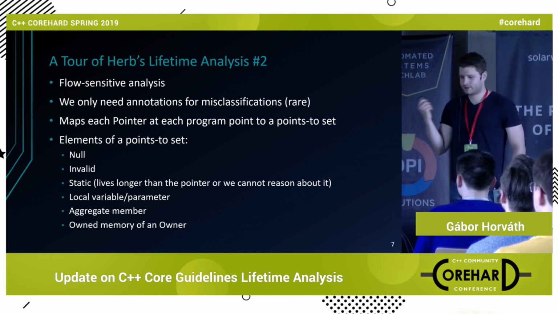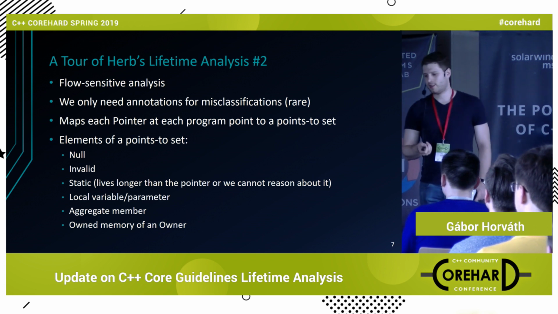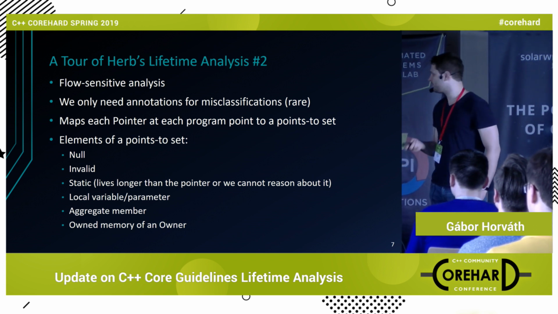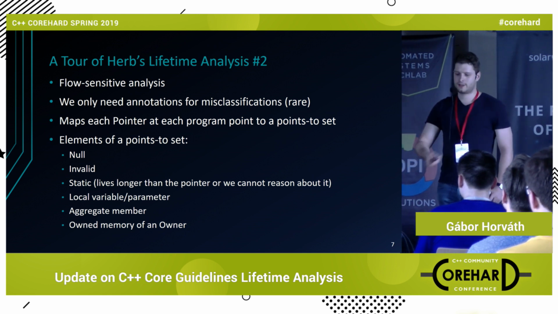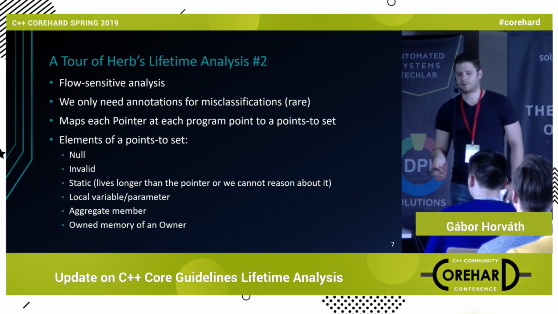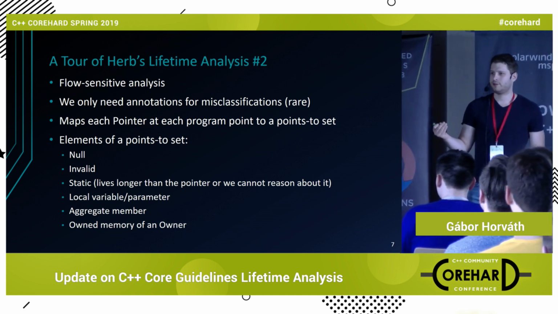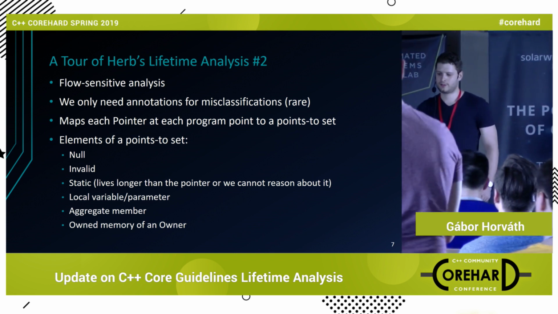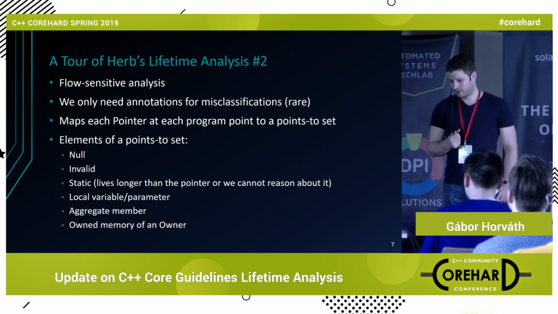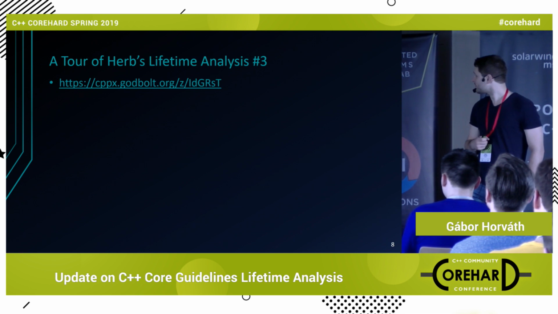And basically we track points-to sets for each pointer, and the points-to set can contain null or invalid if the pointer is dangling, or static or local variables, or static in case we are sure that the pointee will live longer than the pointer itself, or we do not want to reason about this pointee. Aggregate members are no more owned by owners.